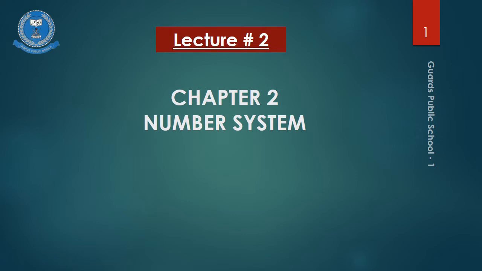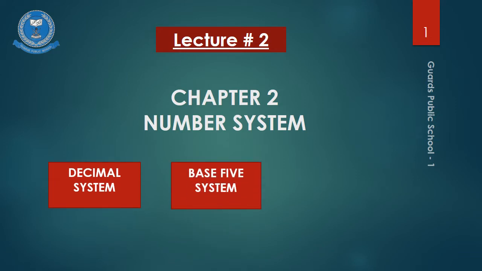Our second lecture is starting with chapter number 2 that consists of number systems. We have different types of number systems, but here in this chapter we will study three types of them. Number 1, decimal system. Number 2, base 5 system. And number 3, base 2 system.